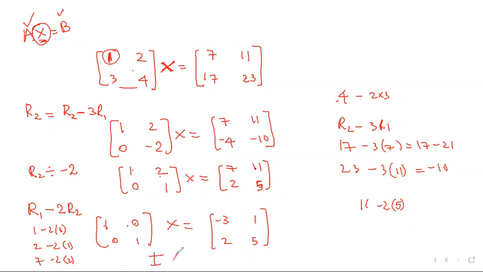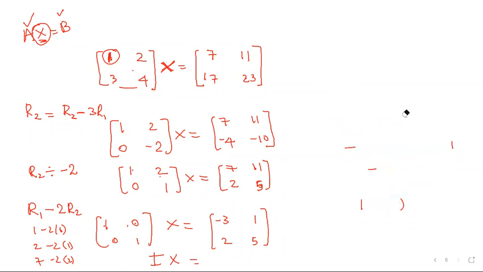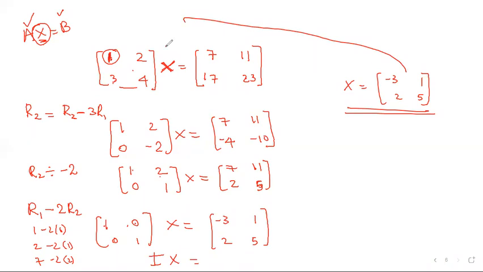A unit matrix multiplied with any matrix will give you the same answer. So what is your unknown matrix X? -3, 1, 2, 5. My unknown matrix X is -3, 1, 2, 5. Is it clear to you? If I put this matrix here and multiply, I will get this answer. If you want, you check. 1, 2, 3, 4 multiplied with -3, 1, 2, 5. Check whether you get the same answer.